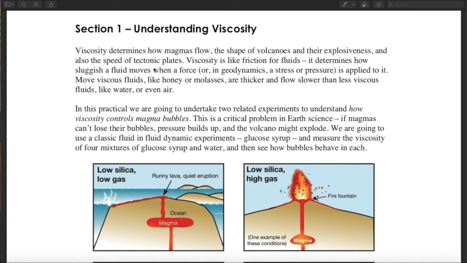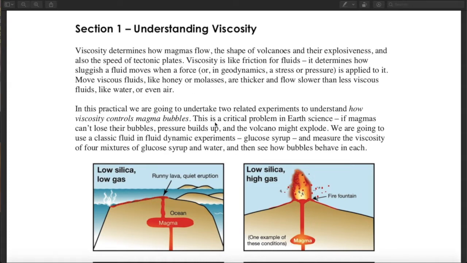And in case you're interested, the viscosity of the interior of the earth determines the speed of tectonic plates. The way to think of viscosity is that it's like a friction for fluids. It determines how sluggish a fluid moves when a force is applied to it. Well, strictly, we don't really apply a force to fluids. It's like poking your finger at something and pushing it along. We normally talk about a pressure or, even more generally, a stress, which is like pushing a fluid from all different directions. So when you apply a stress to a fluid, it will flow, and how fast it flows depends on its viscosity. Very viscous fluids, like honey or molasses, are very thick and gloopy and flow much more slowly than less viscous fluids, like water. Even air has a viscosity, it's just very low.